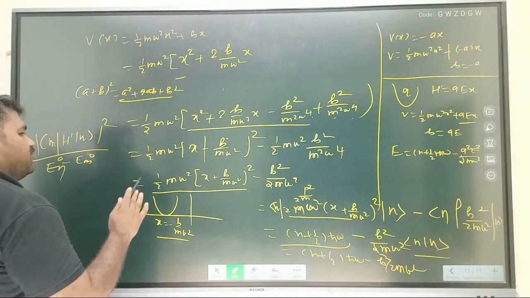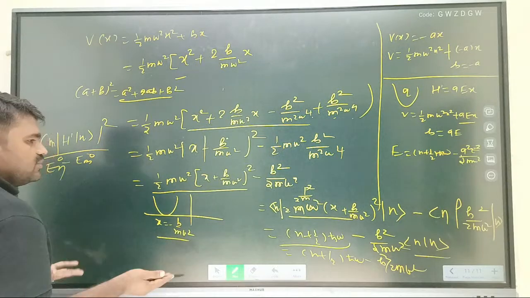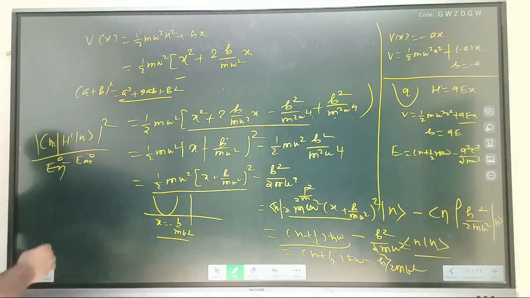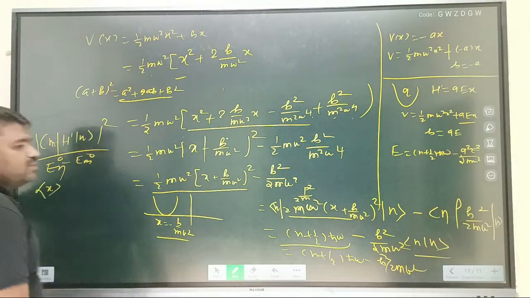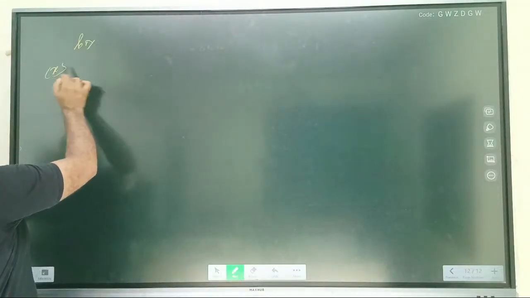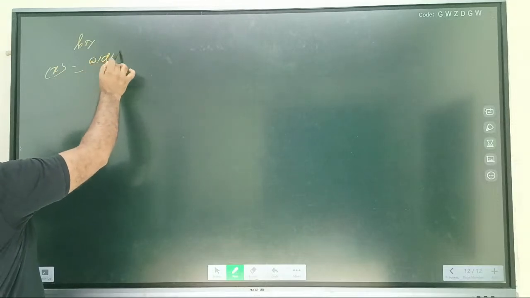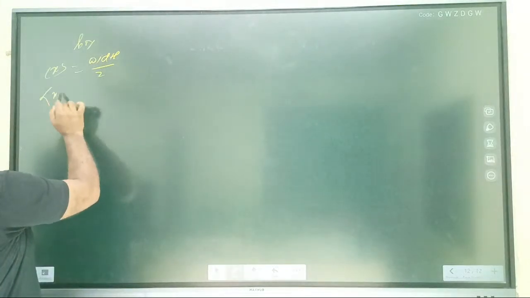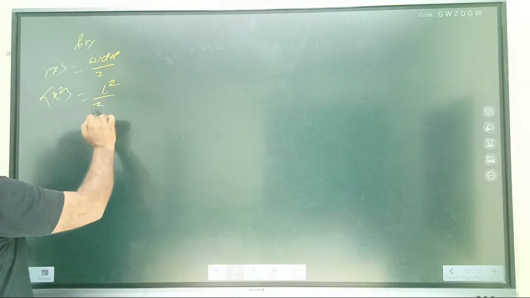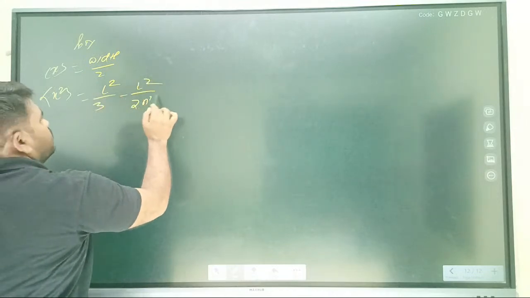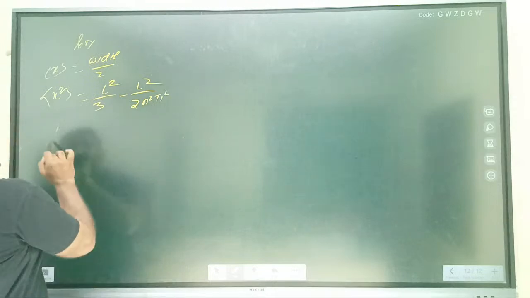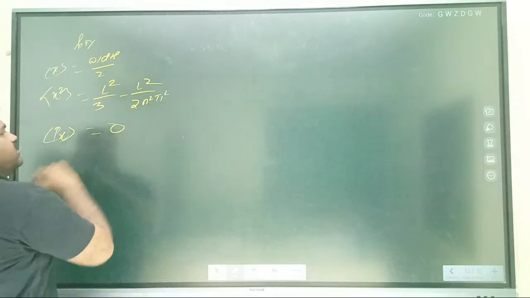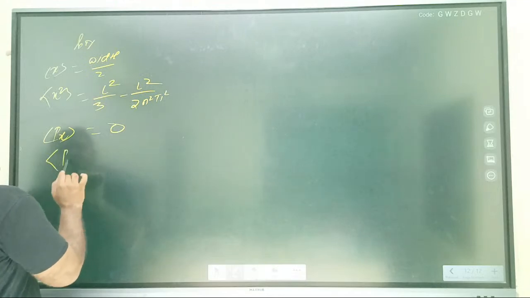Just like that. The correction for this: all questions are 5-mark questions, sometimes they ask 3.5 marks also. No problem. Expectation of x in box system: expectation of x is width upon 2, but the system is asymmetric. Always memorize expectation of x square, dimensionally it should be the same: l square upon 3 minus l square upon 2 n square pi square. Directly memorize. Expectation of px is equal to 0. Expectation of px square, how to find it?